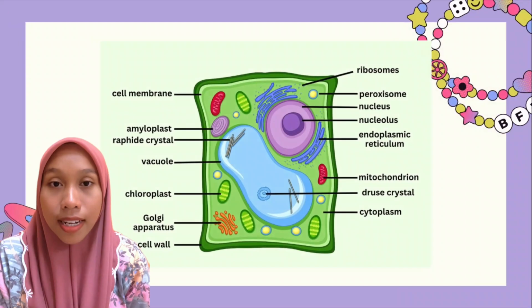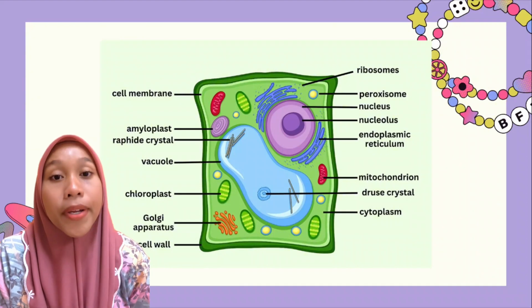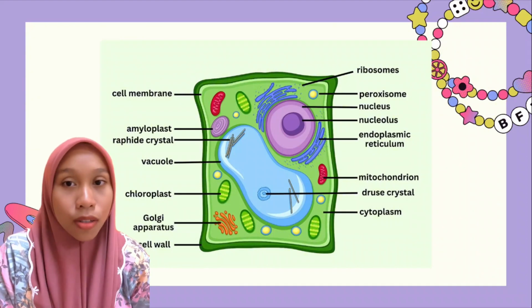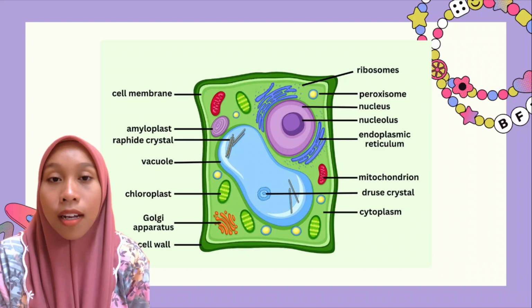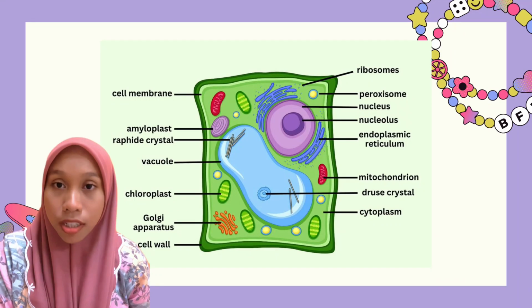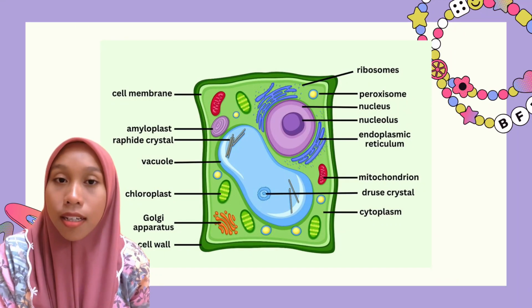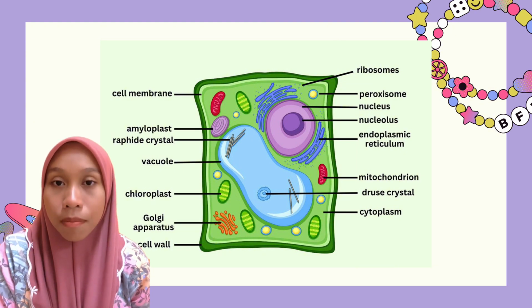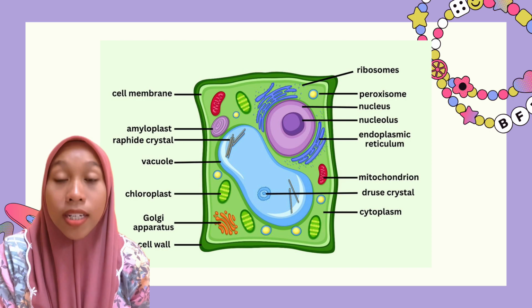On the left side, there are cell membrane, amyloplast, lipid crystal, vacuole, chloroplast, Golgi apparatus, and cell wall. Meanwhile, on the right side, you can see there are ribosome, peroxisome, nucleus, nucleolus, endoplasmic reticulum, mitochondria, Drusy crystal, and the last one is cytoplasm.